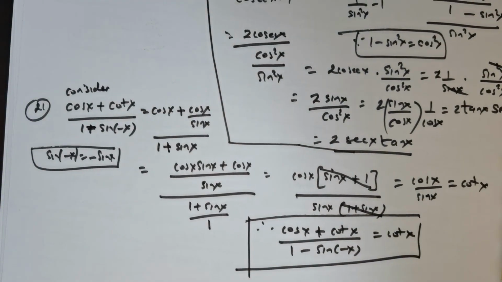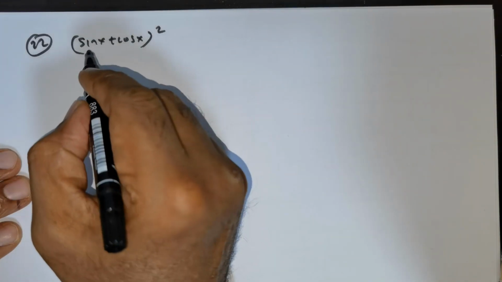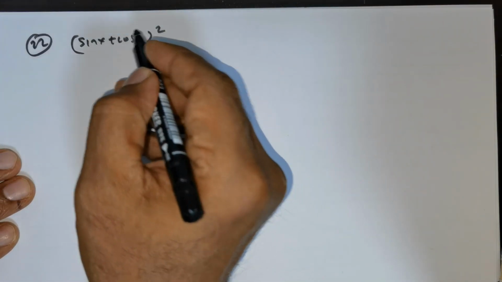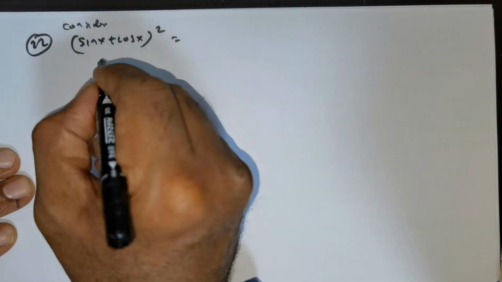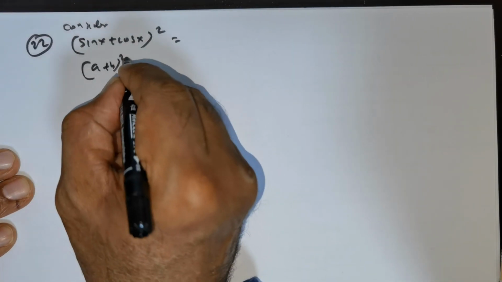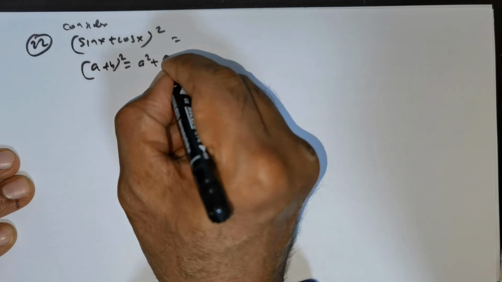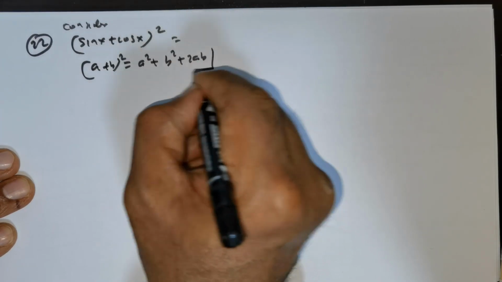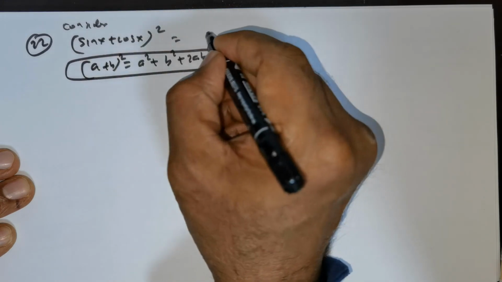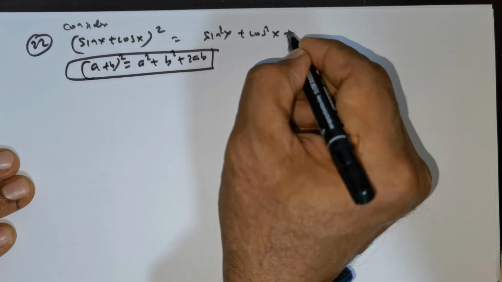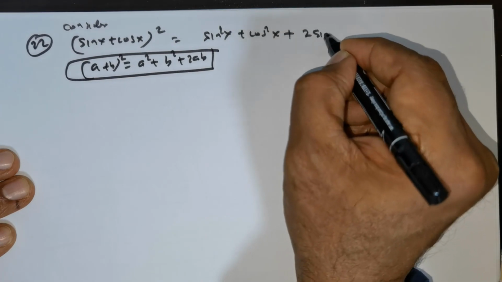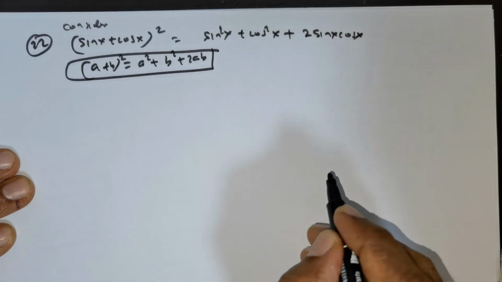So let's move on to the next one. So question number 22, we have been given sine x plus cos x raised to the power of 2. So let us start by considering this. Now I will be utilizing a plus b whole squared formula, which is a squared plus b squared plus 2ab. By this formula, this can be rewritten as sine squared x plus cos squared x plus 2 times sine x times cos x, right?